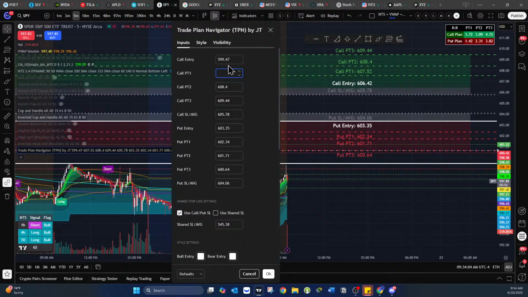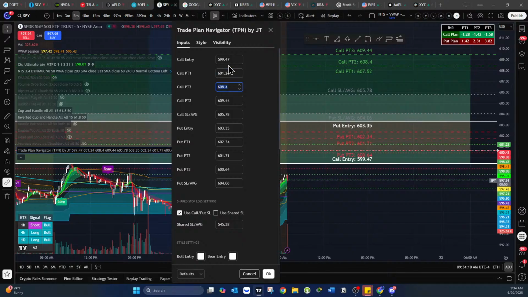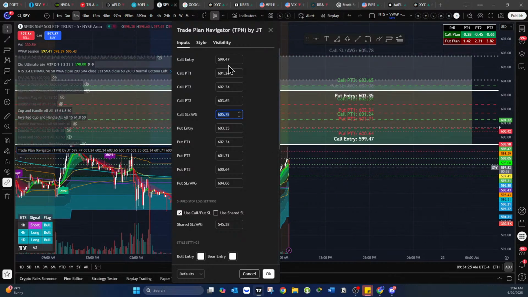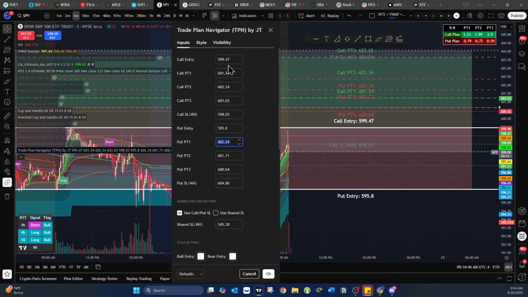The call entry for this is 599.47. 601.24 is the first price target, and you'll see the lines change in real time there. PT2 is 602.34. PT3 is 603.65. The call stop loss, average down, is 598.03. We're actually below all this already, I think. Oh no, we're kind of right around this area, 598. Put entry is 595.80. Below that, we can see 594.